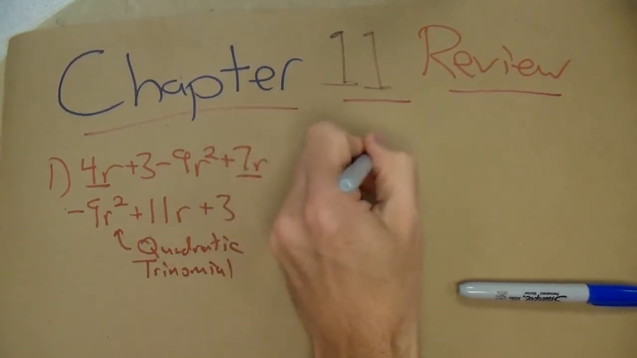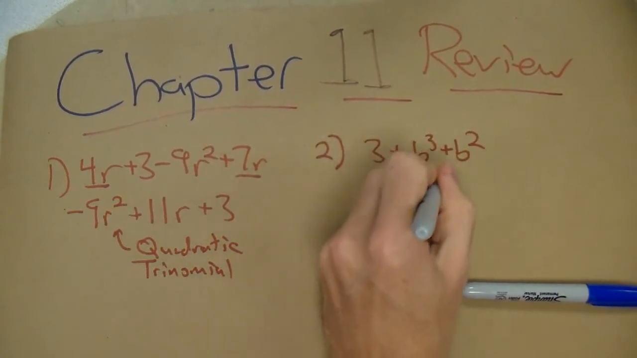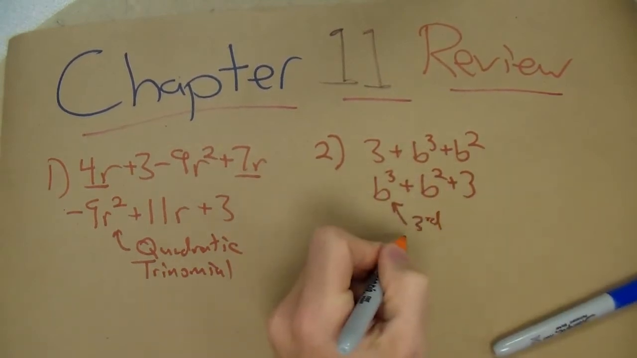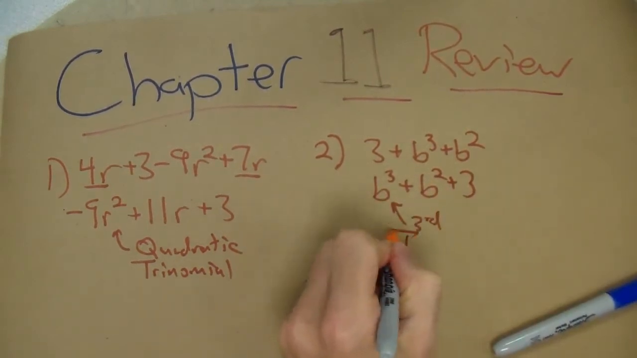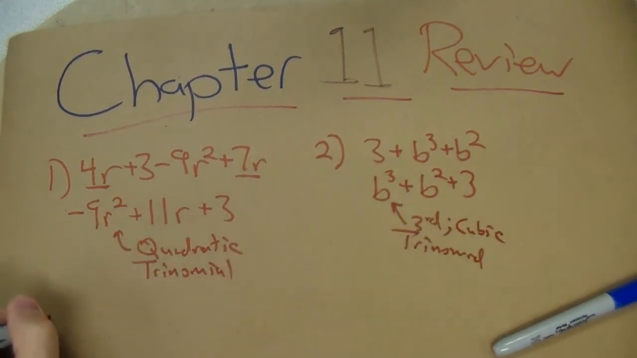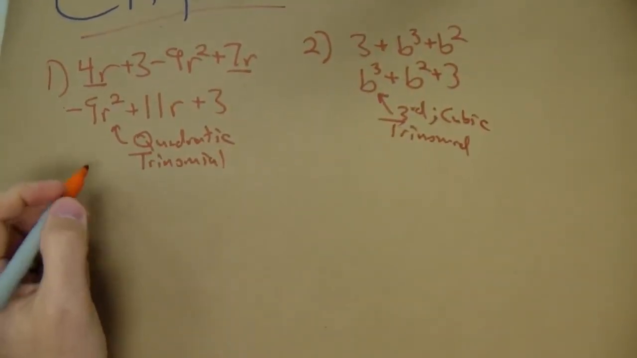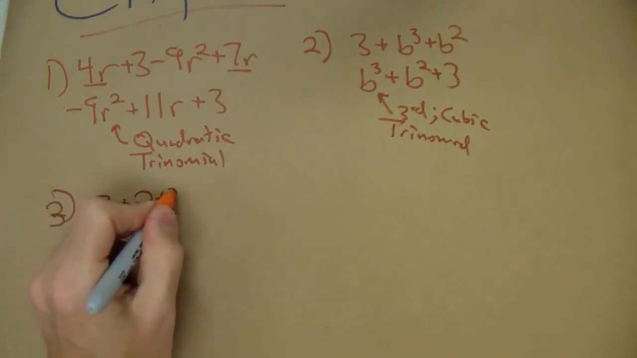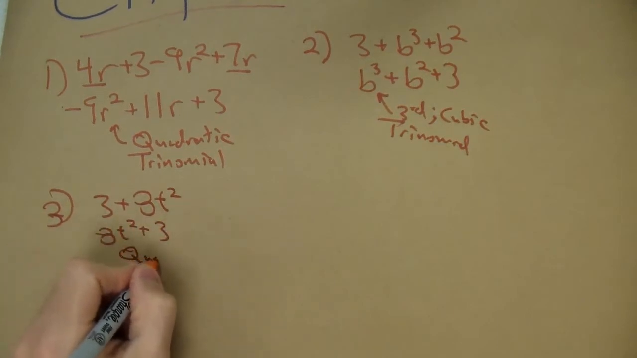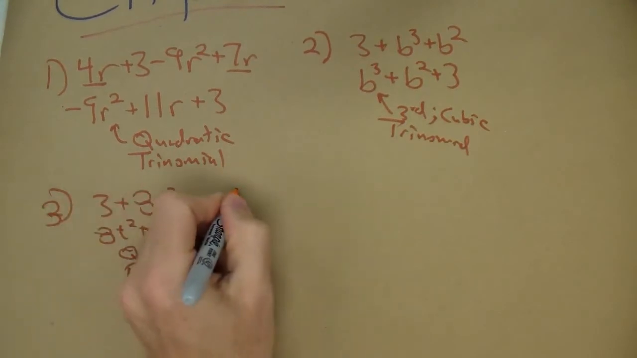And then it would be a trinomial because it has 3 terms. Our second one is 3 plus b to the third plus b squared. So we go b to the third plus b squared plus 3. It's to the third power, and then it's going to be a trinomial. You could also call this a cubic. Number 3, we're going to do 3 plus 8t squared is 8t squared plus 3. Again, it's a quadratic. And then it is a binomial because it's only 2 terms.